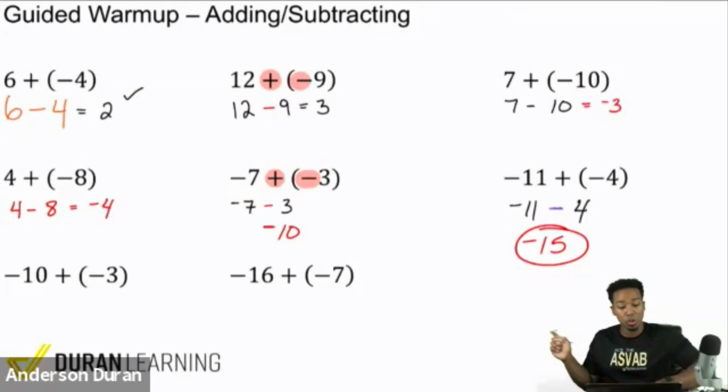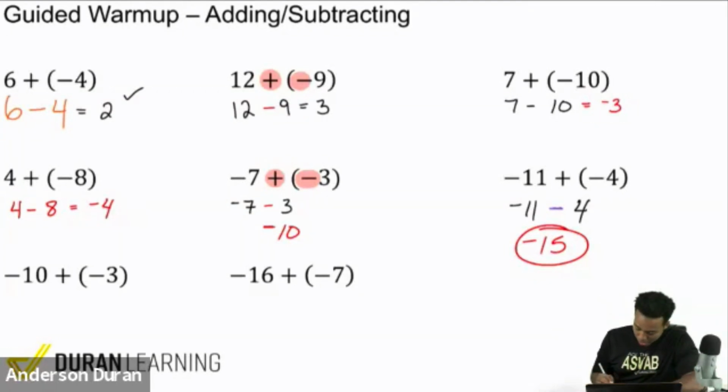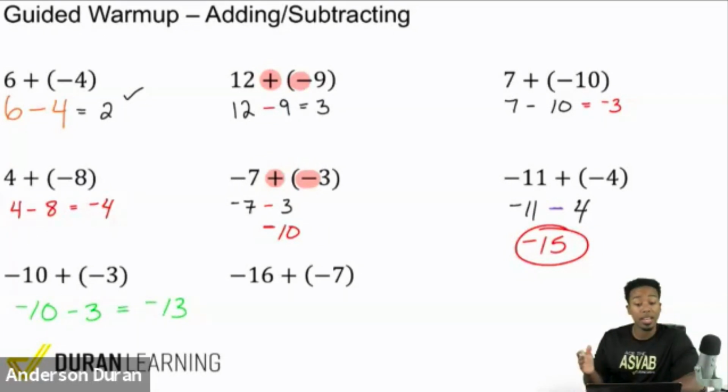All right. Over here, let's speed it up. Negative 10 plus a negative 3 is going to change into negative 10 minus 3. If I'm already negative 10 and I'm subtracting from that, just add them and keep it negative. So that's negative 13. And lastly, over here, negative 16 plus a negative 7 is the same thing as negative 16 minus 7, both negative. So 16 plus 7 is 23, and we end up getting negative 23.